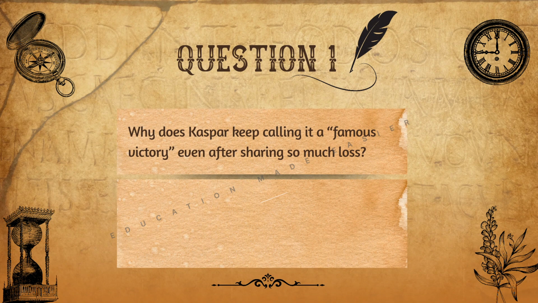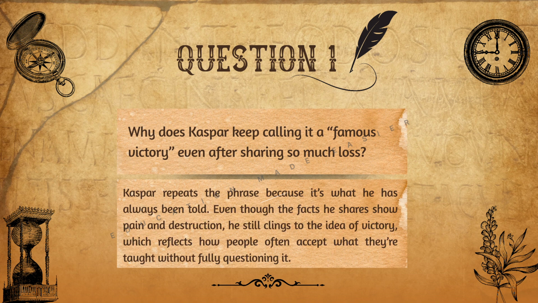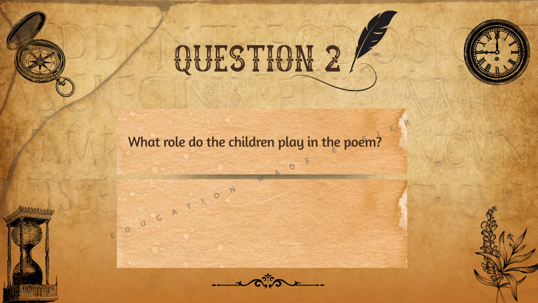Question number one: why does Caspar keep calling it a famous victory even after sharing so much loss? Caspar repeats the phrase because it's what he has always been told, even though the facts he shares show pain and destruction. He still clings to the idea of victory, which reflects how people often accept what they are taught without fully questioning it.